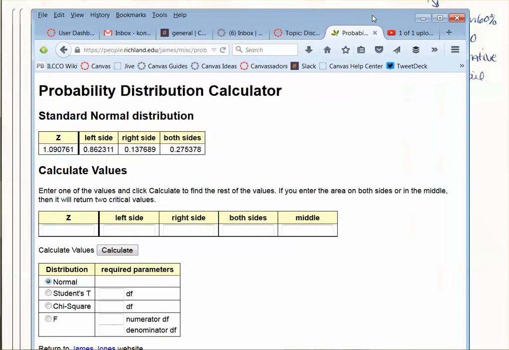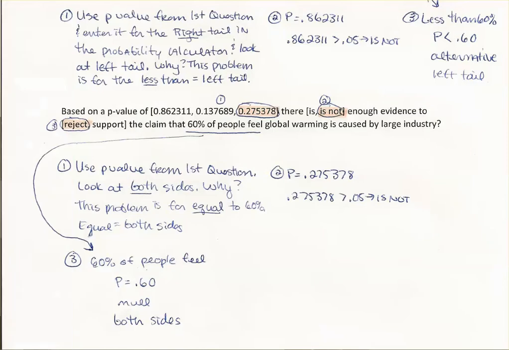So go back to that probability table, and both sides right there is the 0.2753. So you come back over here, you've got 0.275378. That's your p-value. There is or is not? Well, that one, if you look at it, is definitely larger than 0.05, so it is not enough evidence. So then when we come over here, remember, we don't worry about the p-value. We look at whether it was a null or alternative.